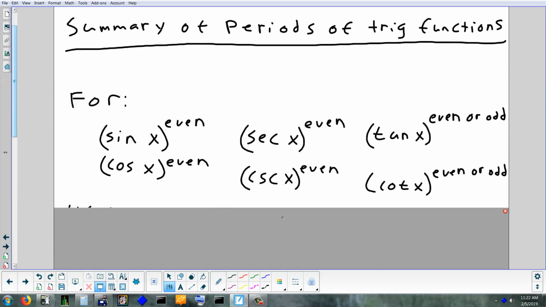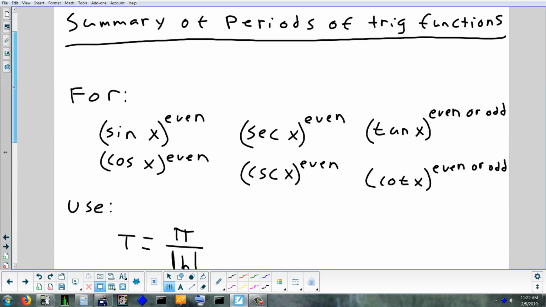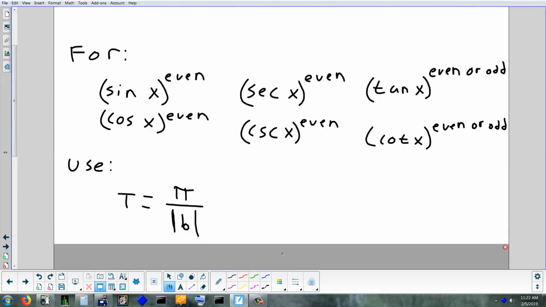even, secant to an even, cosecant to an even, or any tangent or cotangent, even or odd, we always use the same formula to find the period, and it's pi over b. So we've already been using that formula for other stuff before. I'm just telling you you can use it for even more stuff than you knew you could use it for. Any one of those situations.